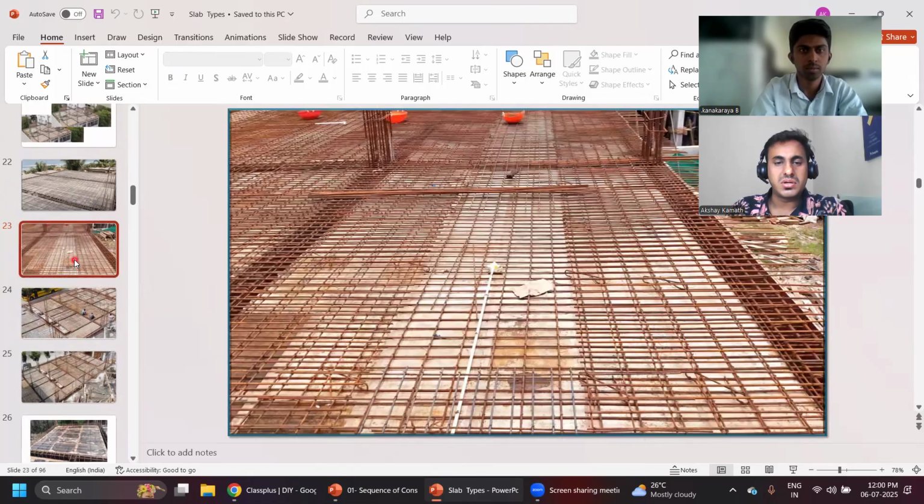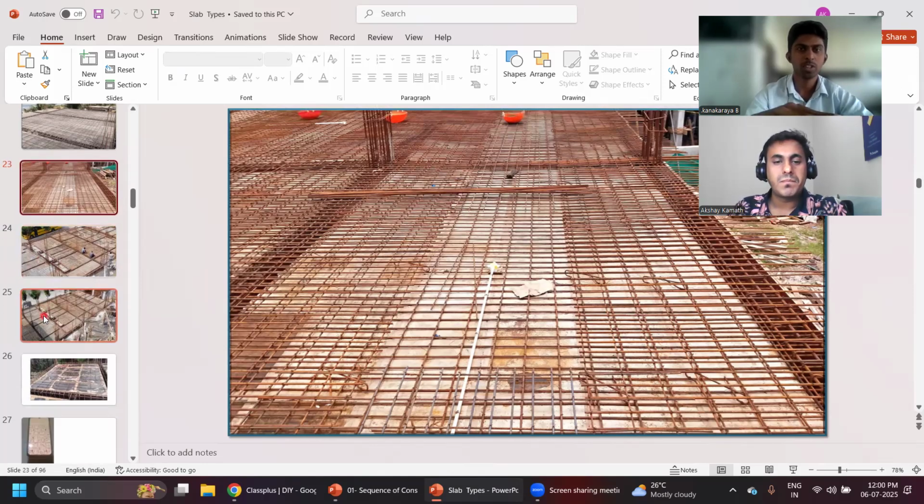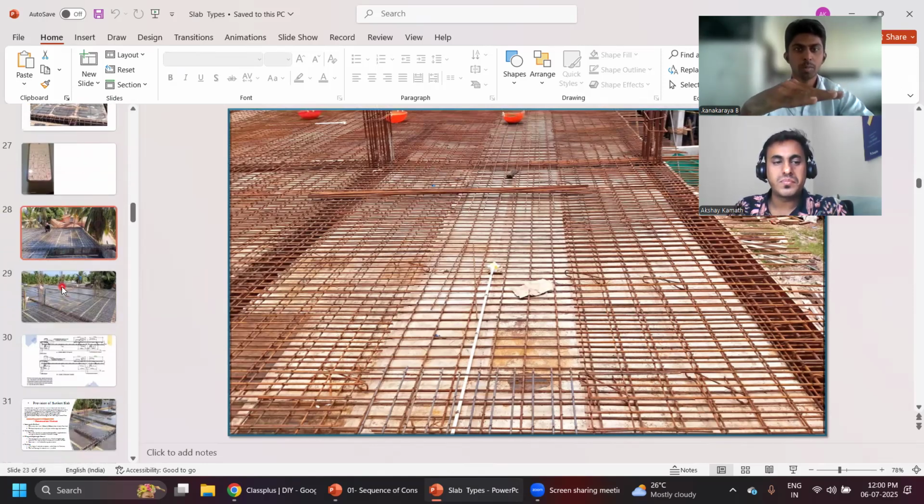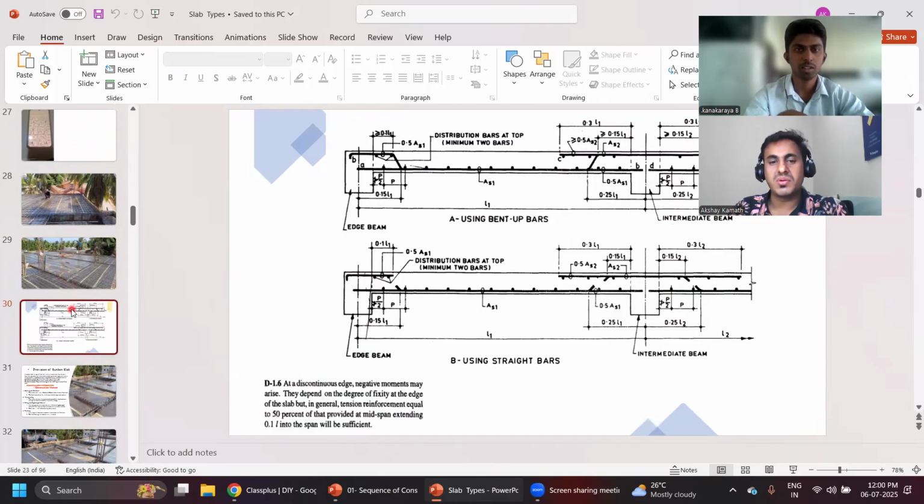What are these bars? Sir, chair bars. Why is the chair bar provided? Sir, to keep the top bar and bottom bar in position, we provide the chair bar.